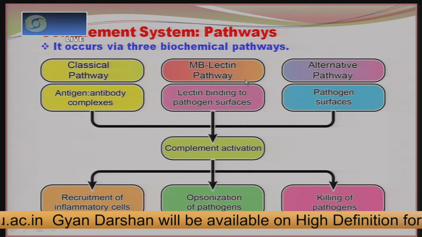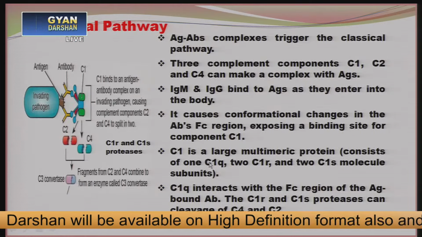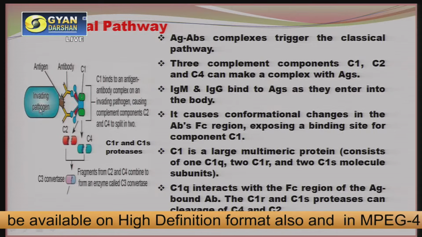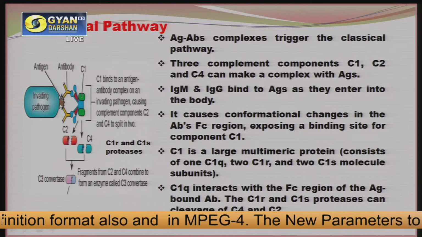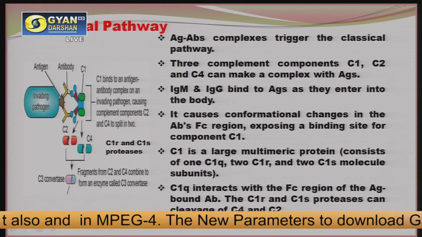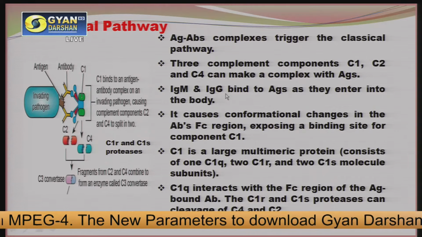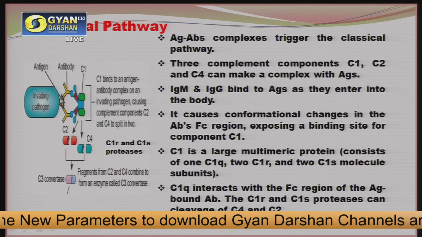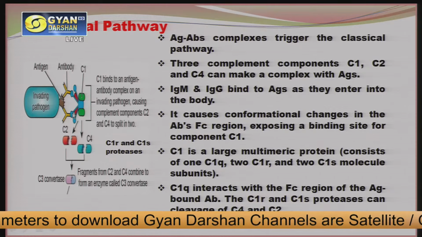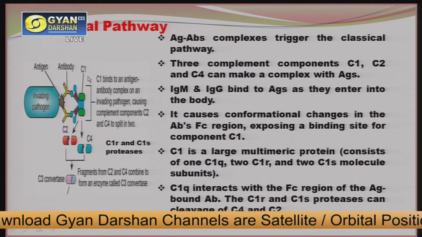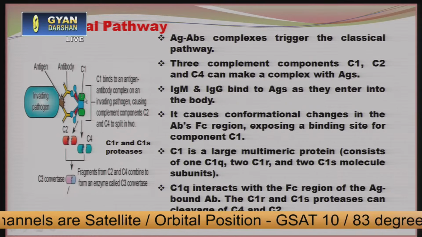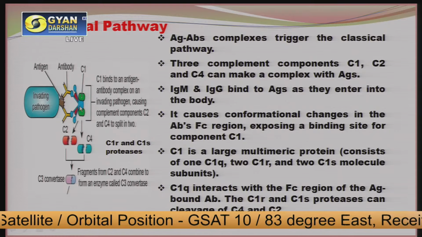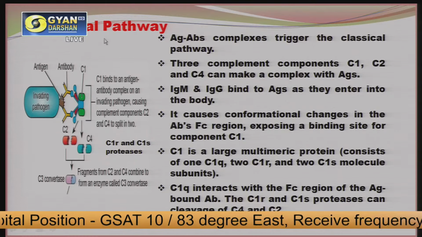I want to discuss one by one. First one is the classical pathway. You can see in this figure, there are pathogens. Here are the antigens. There are antibodies like IgM and IgG. They can bind, and at their Fc site, different proteins like C1, C2 and C4 will bind, and it will activate the pathway.